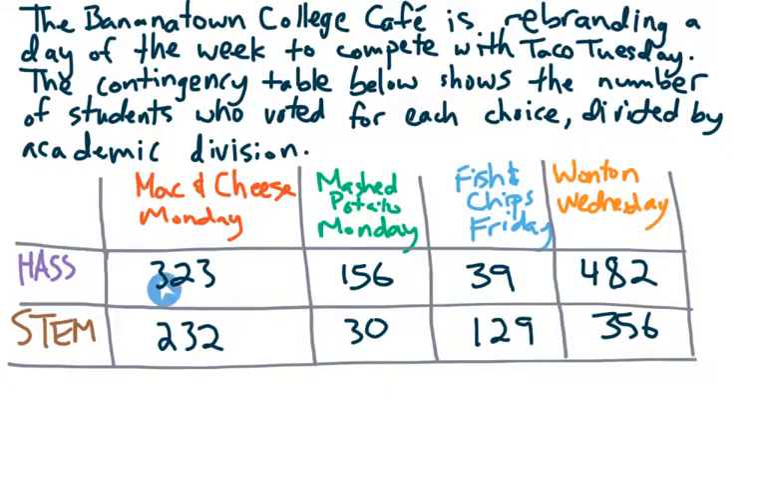So everybody in this row was in one of these majors, and everybody in this row was one of these majors. All of these people voted for Mac and Cheese Monday. So these 323 people voted for Mac and Cheese Monday, and these 232 people also voted for Mac and Cheese Monday, but they were in different majors. Okay? Does that make sense? Great. So now we begin the questions.